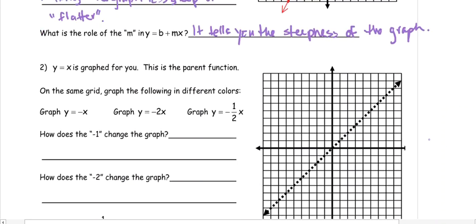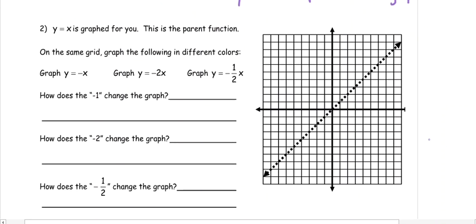Y equals x's graph for you. This is a parent function on the same grid. Graph y equals negative x. Okay, so let's go back to, I'm going to do y equals negative x.